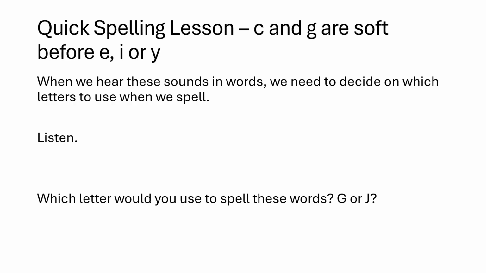When we hear the sound J in words, we need to decide on which letter to use when we spell. Listen to these words: giant, giraffe, gentle, magic, engine, page. Which letter would you use to spell the J sound? The letter G or the letter J?